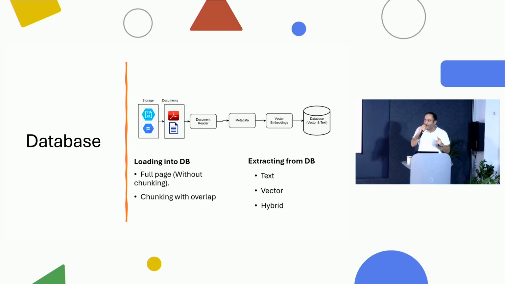Whatever the loading approach, I'm saying it again because loading is important: extraction is dependent on the loading. If you have loaded the whole document against one record, while extracting, the whole page will come out, not just a part of the page. And that will definitely impact your token size while extracting, because every model works with a particular token size, be it 1,000, 32,000 or 128,000 tokens.